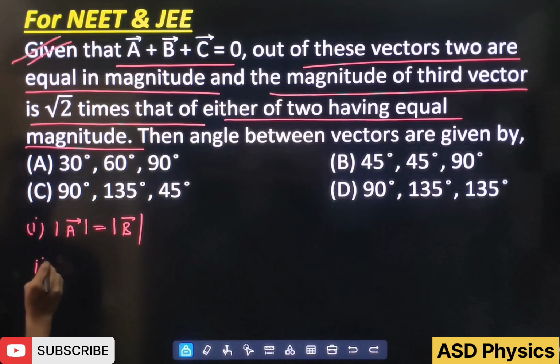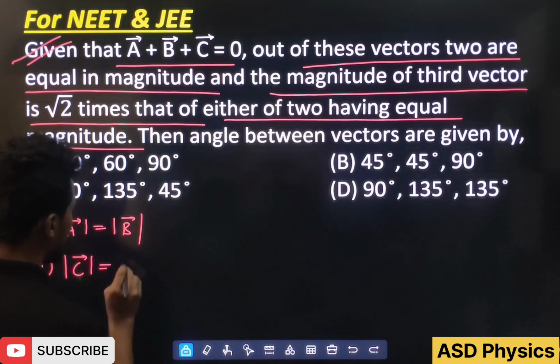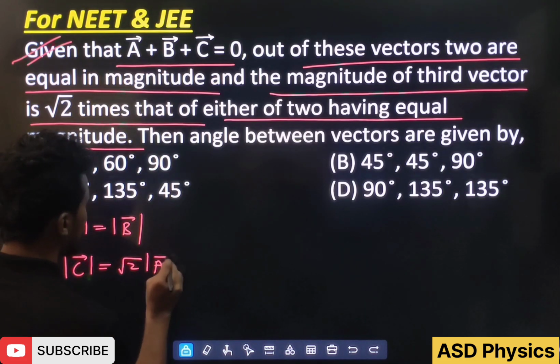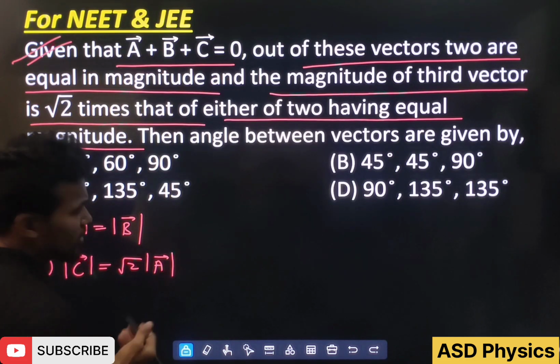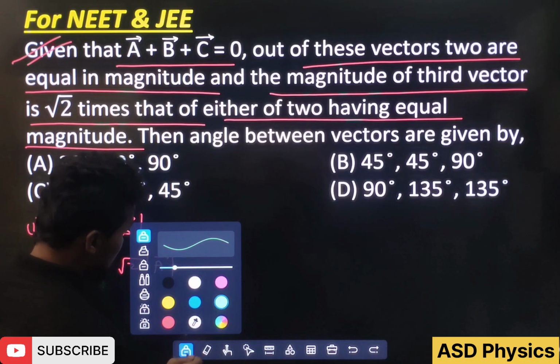Now, first condition. Second thing, what is given? The third vector magnitude is how much? Root 2 times of either of the vectors. That means we can write root 2 mod a, or we can write root 2 mod b. So here you have to just think of the Pythagoras theorem.